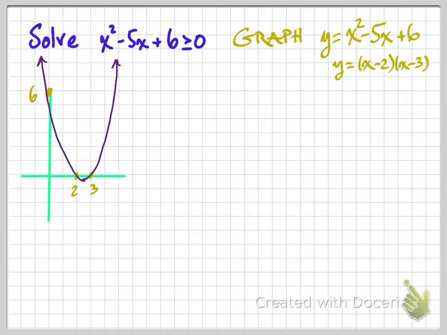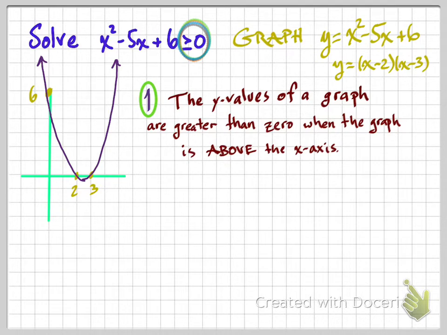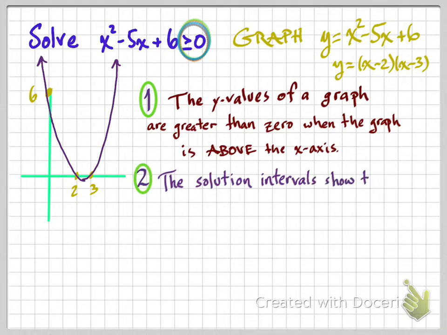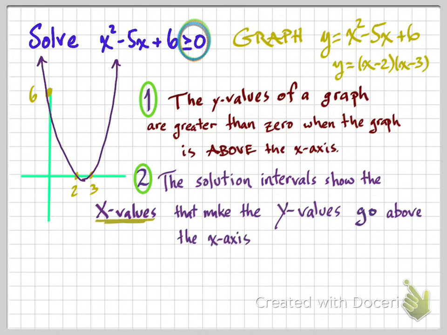Okay, so here's where I want to make a couple of general points. Number one is that the inequality that we're looking for here has greater than or equal to 0. And on a graph, the y values are greater than 0 when the graph is above the x-axis. So all of those points on the curve that are above the x-axis, the y values of each one of those infinite number of little points, are positive. They're above the x-axis. They're greater than or equal to 0. And so what we are looking for, the solution intervals to our inequality, will show the x values that make those y values go above the x-axis.